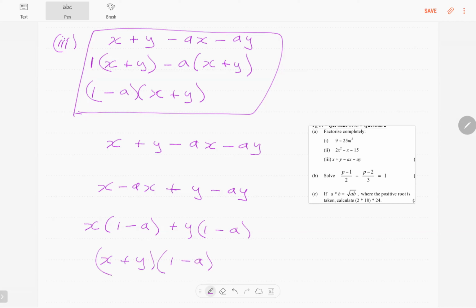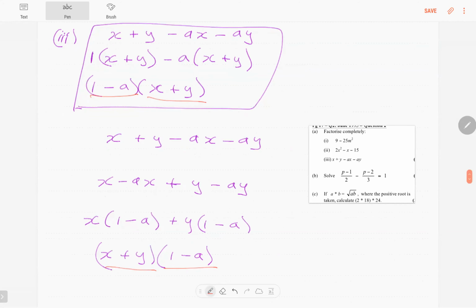This is the same two factors, you know. See, 1 minus a, 1 minus a, x plus y, x plus y. Same two factors, just that they're written the other way around. Doesn't matter. All right, same result. Multiplication is commutative in numbers. We speak about that some other time.